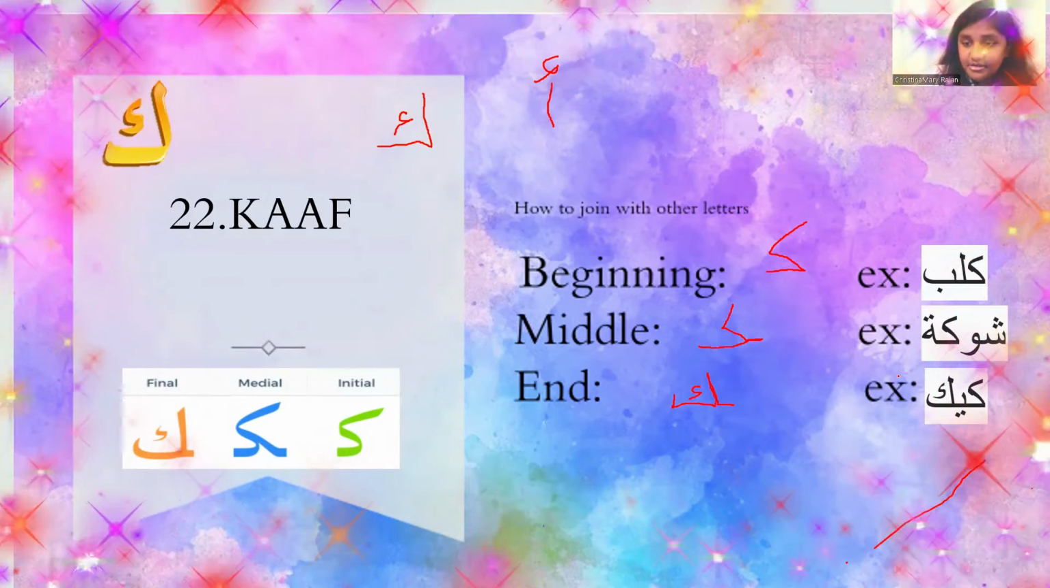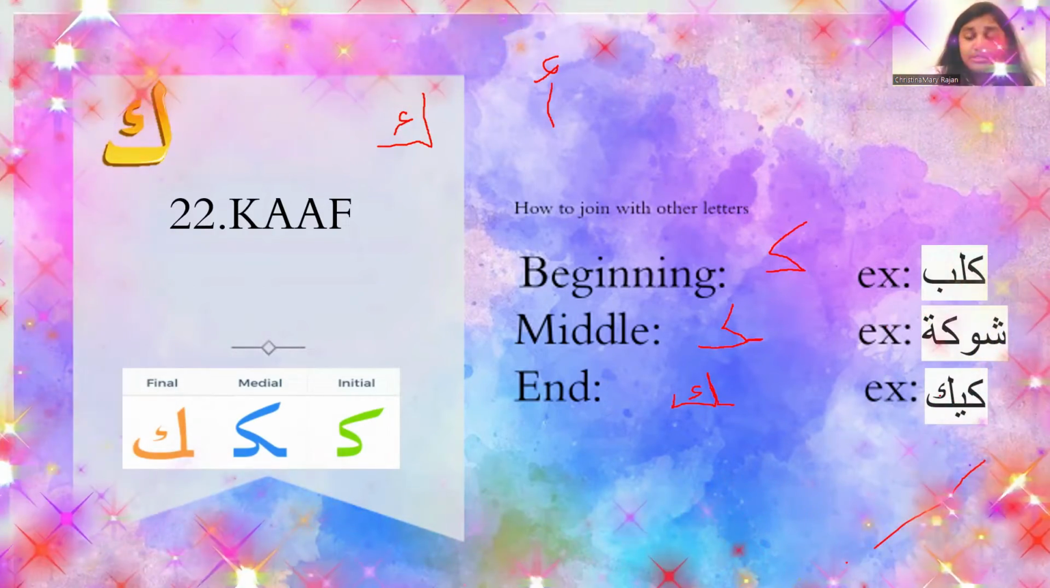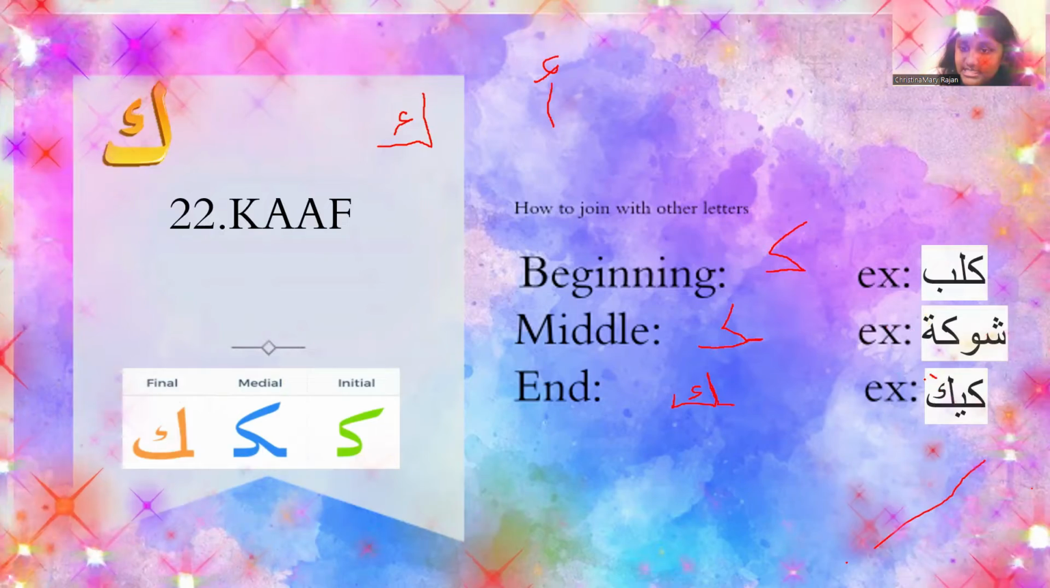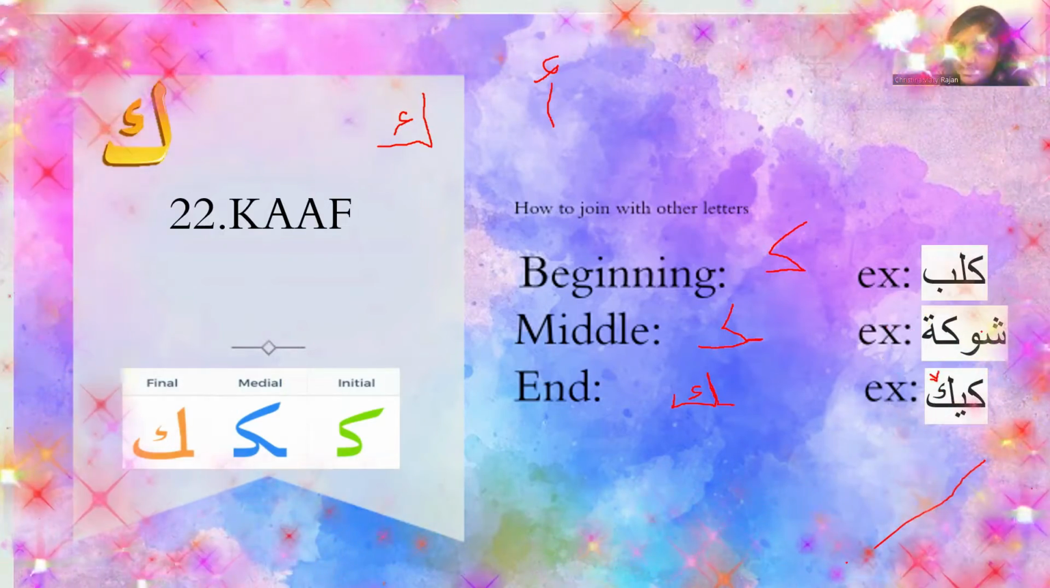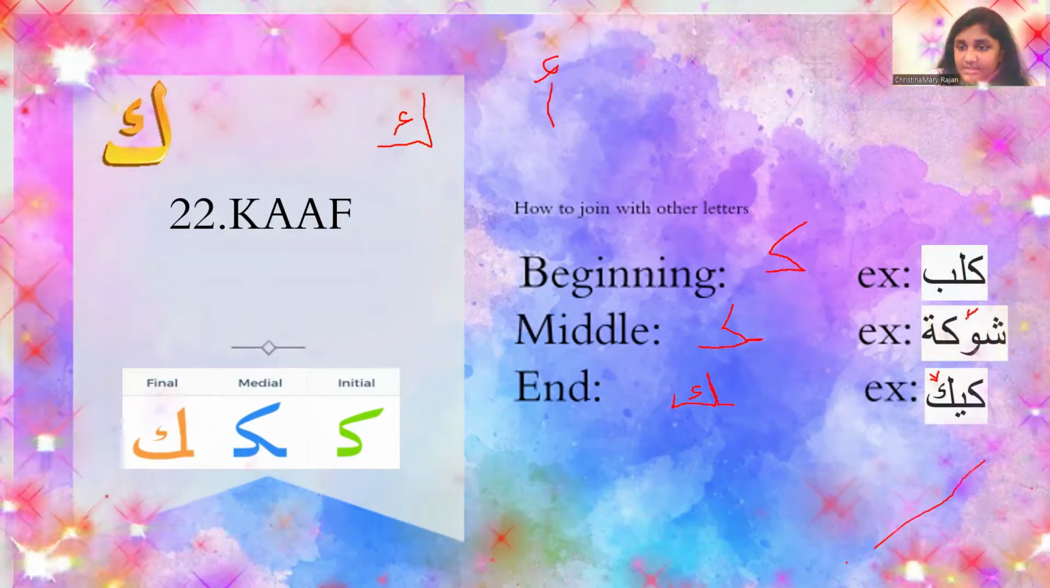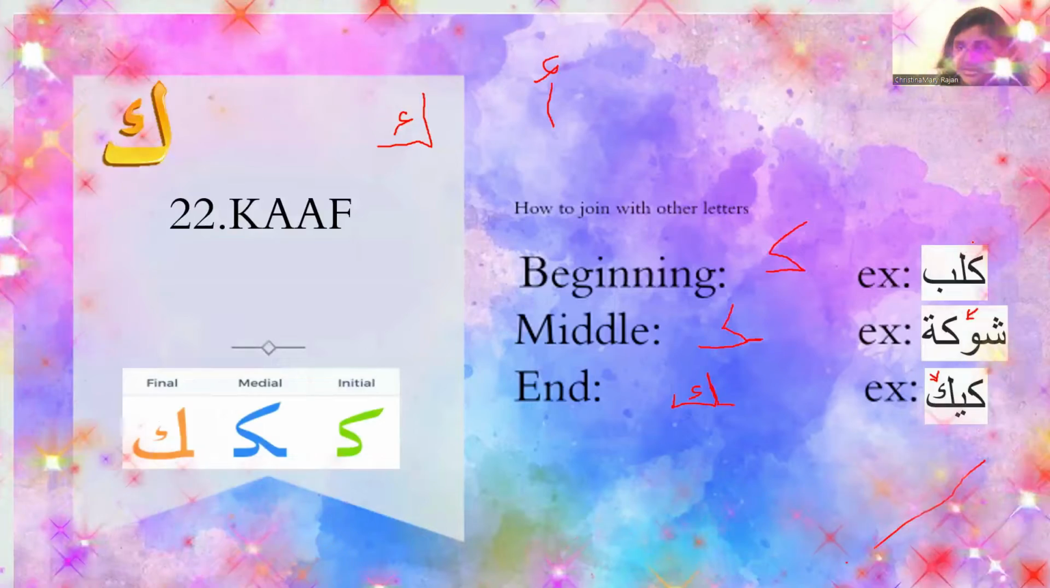So as you can see here, you can also look at the examples. It'll be more clear and you'll understand how it then joins. See in the middle, in the end, and in the beginning.